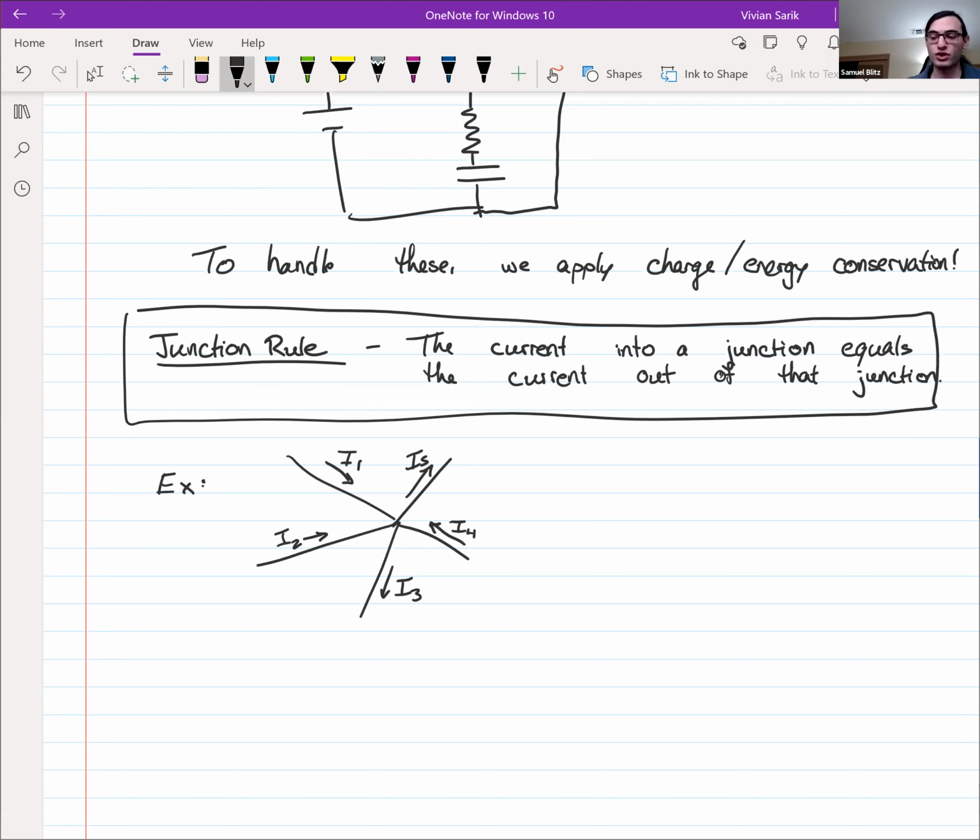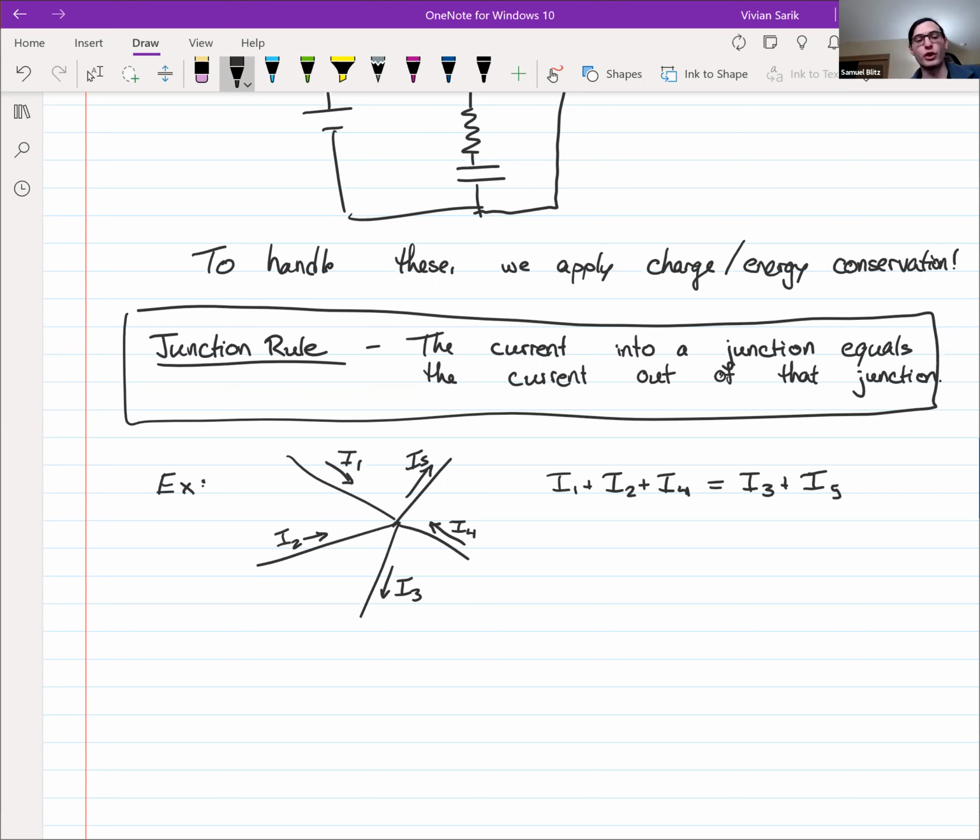So the junction rule just says that all of the currents coming in, I1 plus I2 plus I4, that's the total current going into a junction. That's equal to the total current that's leaving the junction, I3 plus I5. It just says that any current going in is equal to the current coming out.